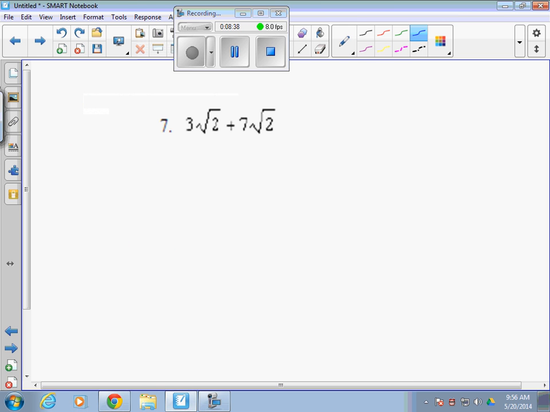Number 7, you have the same exact radical, the square root of 2. So add the coefficients. 3 plus 7 is 10 times the square root of 2. That's the simplified version.